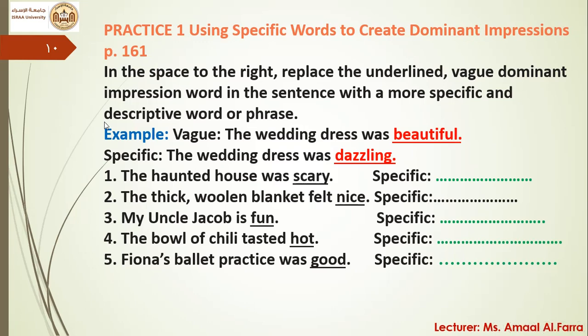Look at this activity. I want you now to make these vague adjectives into specific ones. Look at the example. The wedding dress was beautiful. Again, beautiful, like the word nice, is not specific. How to make it specific? We can say the wedding dress was dazzling. I'll do the first one for you. The haunted house was scary. Scary is a general word. It is vague. It is not specific. How can we make it specific? For example, we can say the haunted house was hair-raising. Okay? So you can do the rest of the task at home. You can also use a dictionary. It will help you.